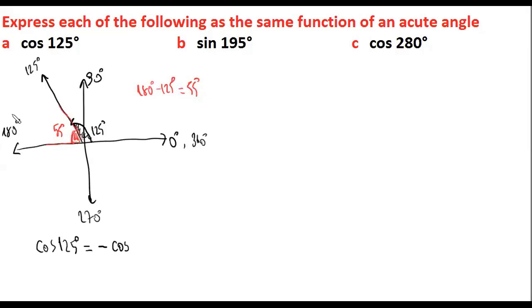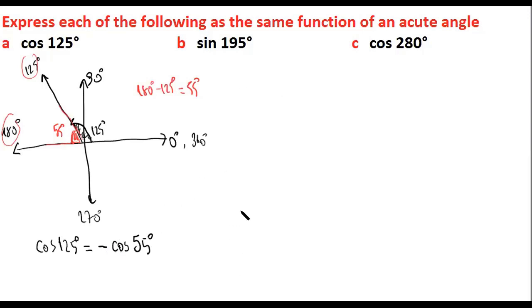You can also do this: 180 minus 125. You will find that this is 55 degrees. So cosine of 125 degrees is equal to negative cosine of 55 degrees. That was what the question is, okay? We are going to find cosine of 125. We are going to make it an acute angle, so that is negative cosine of 55 degrees.